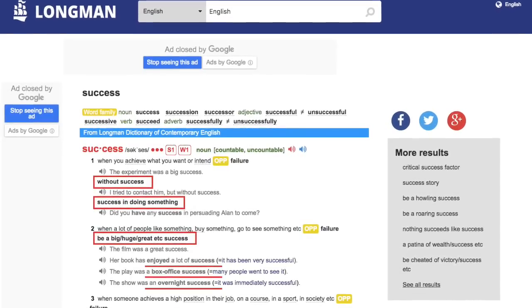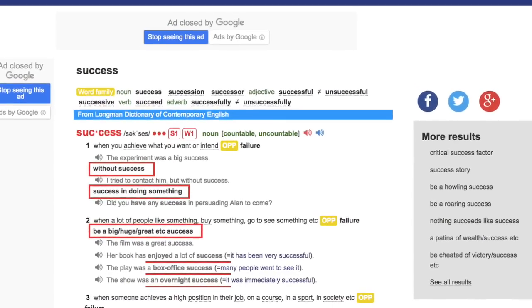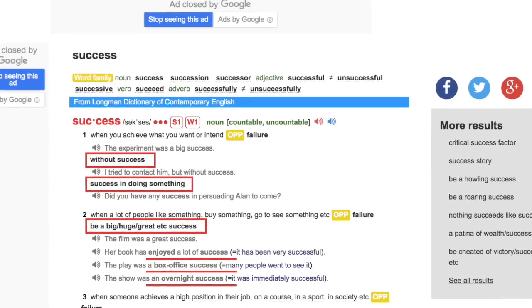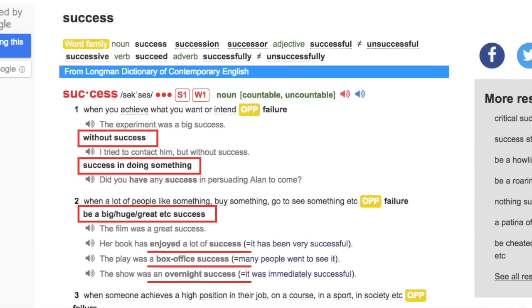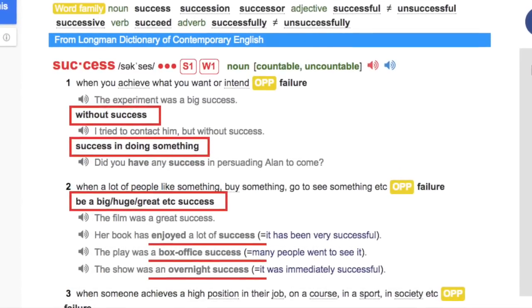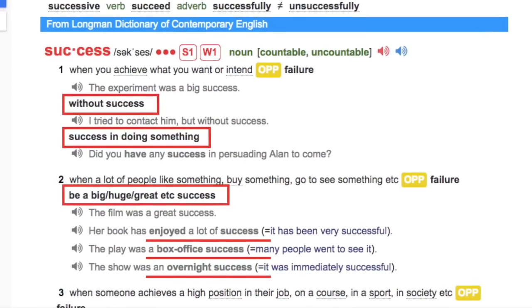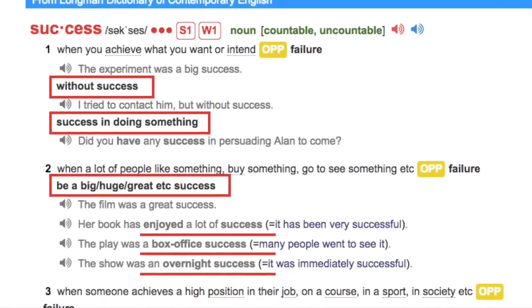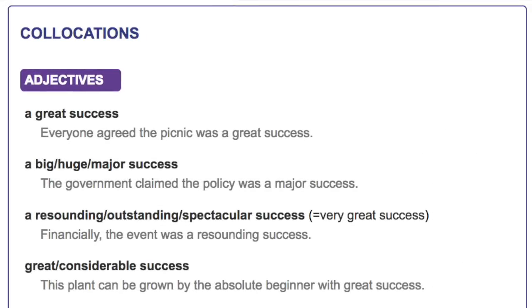Thank you. And yet another great feature. Longman highlights in bold the most common grammatical patterns with the word in question. Without success, followed by example sentence. I tried to contact him, but without success. Success in doing something. Here is your grammar. Success in ing. Did you have any success in persuading Alan to come? And a bit of mathematics for you here. The show was an overnight success. Equals, the show was immediately successful. Gotta love mathematics.